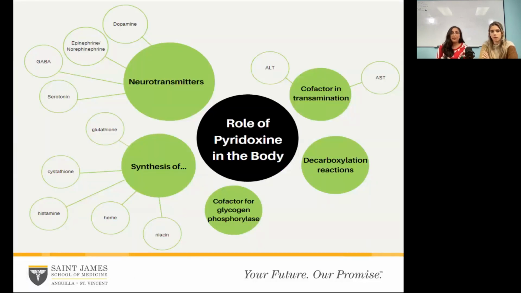The role of pyridoxine in the body is quite vast. It is a cofactor in many transamination processes, which allow for the conversion into ALT and AST. It's also part of decarboxylation reactions, a cofactor for glycogen phosphorylase. It's also involved in the synthesis of glutathione, cystathionine, histamine, in the heme process, as well as niacin synthesis. It's also involved in neurotransmitter production, so your dopamine, epinephrine, norepinephrine, GABA, and serotonin. So you'll find that pyridoxine is a very necessary vitamin for proper function within our bodies.